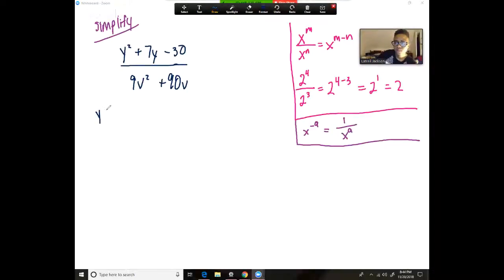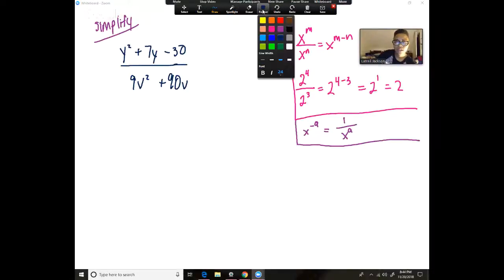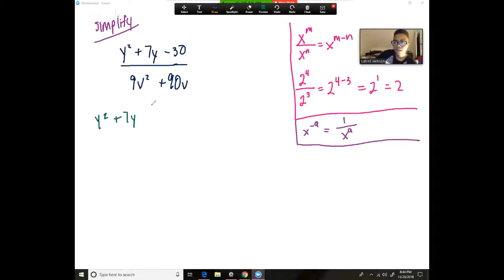Looking at this expression, there's nothing we can do right now. It is the way it is. We can't simplify it unless we factor. And so that's what I'm about to do. I'm about to factor the numerator. Then I've got to go and factor the denominator, and that's a different type of factoring that we haven't done yet. I'm going to show you when I'm done with this.